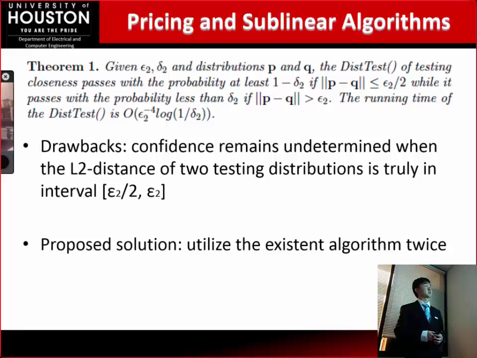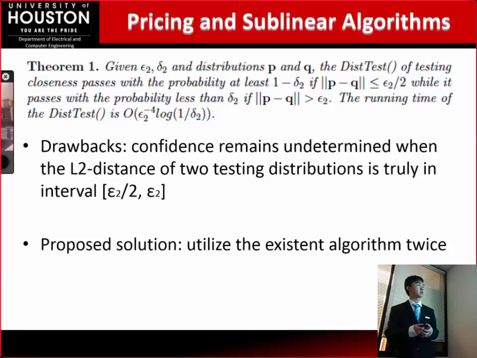It has some discussion for the situation where the true distribution is within epsilon 2 divided by 2 or larger than epsilon 2. But the drawback is that if this true distribution lies between epsilon 2 divided by 2 and epsilon 2, then there is no discussion. The performance is not guaranteed.